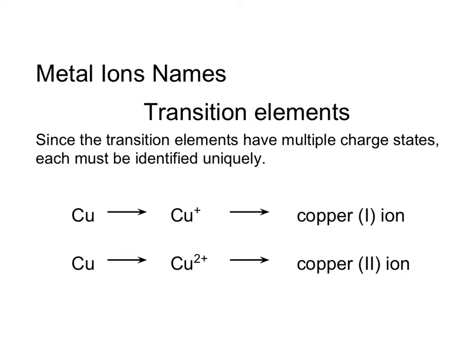There are a couple of notable exceptions to this. There are a couple of elements that actually do not have a variable charge even though they are transition elements. The most notable ones are silver, which will always form a 1+ charge, and zinc, which will always form a 2+ charge. And so we usually refer to those simply as a silver ion or a zinc ion, since we know that silver will be a +1 and zinc will be a +2.